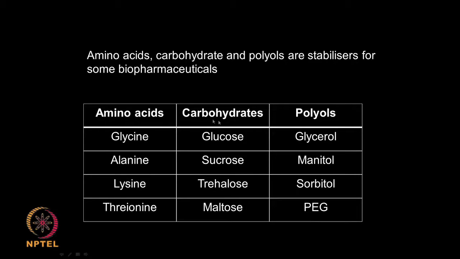Amino acids, carbohydrates and polyols: amino acids like glycine, alanine, lysine, threonine; carbohydrates like glucose, sucrose, trehalose, maltose; polyols like glycerol, mannitol, sorbitol, PEG. All these are very good stabilizers that are used in biopharmaceutical industries, and they are also biocompatible. So, they enhance the shelf life of the biopharmaceutical product and also prevent protein aggregation.